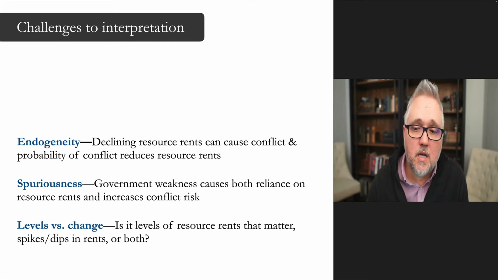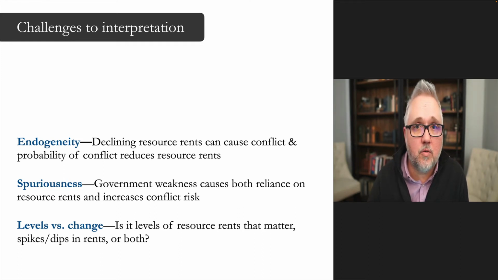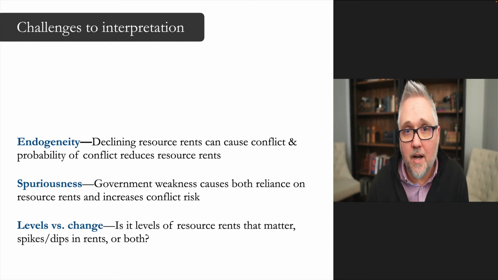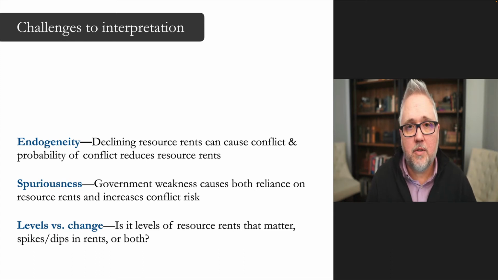That can reduce rents. Spuriousness is when some outside factor causes both the outcome that you are talking about and the factor that you care about. For example, government weakness can cause both a reliance on natural resource rents and increased conflict risk, because governments aren't stable enough to be able to try to help diversify the economy, and so they depend on one particular resource that can't move. And also weak governments can increase conflict risk because they aren't able to take care of their citizens' needs.